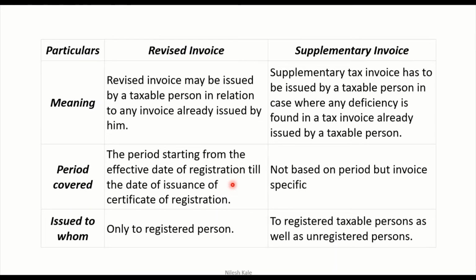You can only revise that within that financial year. Okay, so to whom is it issued? Only to a registered person you can issue the revised invoice. It means that the second person should be a businessman or a business, right? This is issued in B2B transactions, but a supplementary invoice can be issued in B2B and B2C transactions as well. It means you can issue a supplementary invoice to unregistered persons as well, right? So this is the difference. Not much difficult, it is easy to understand, right?